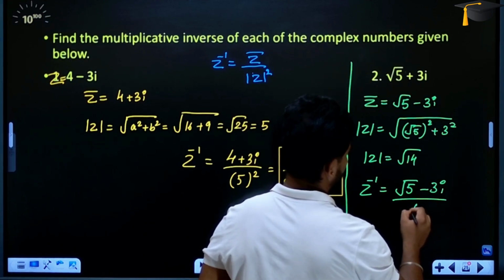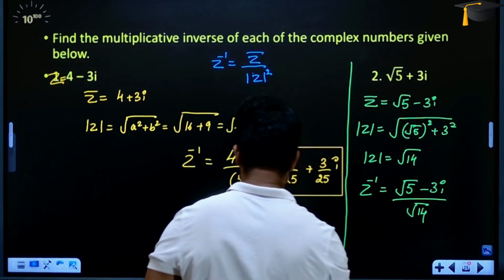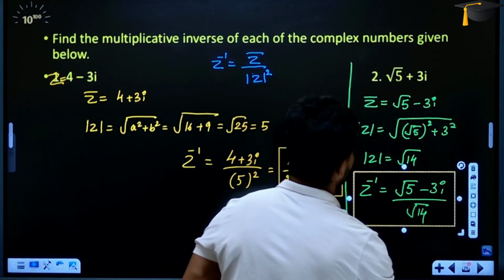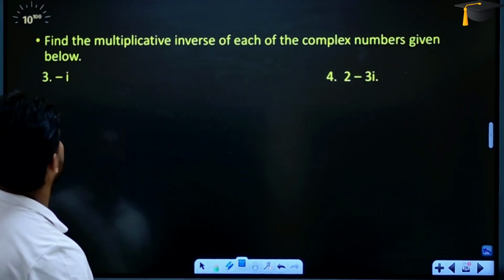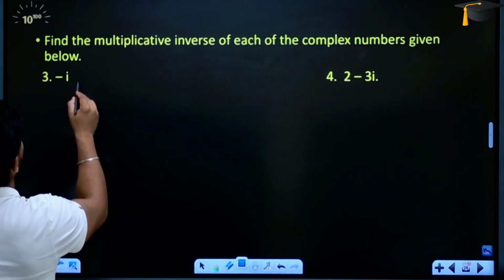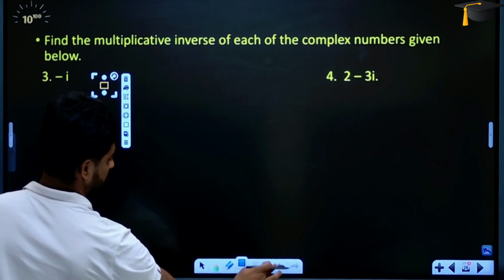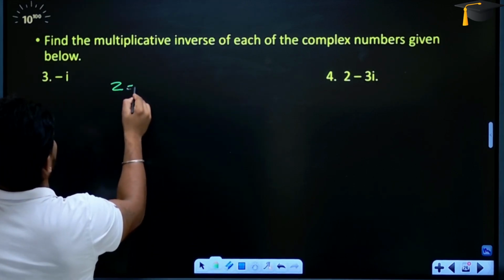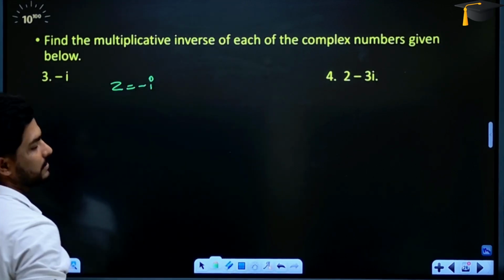3i divided by root 14. So that's all, just this much is enough. Simple. Next, same. Find the multiplicative inverse. So here z is equal to minus i, children. Z is equal to minus i.